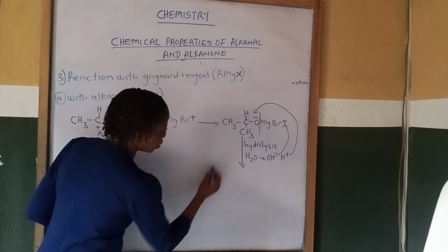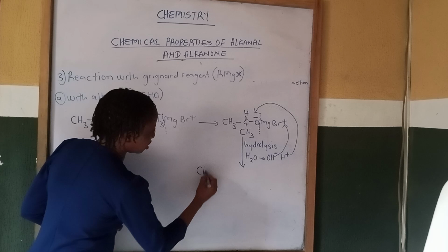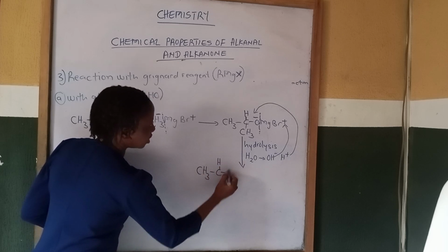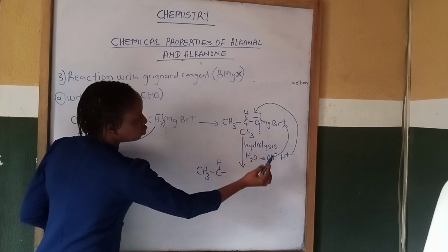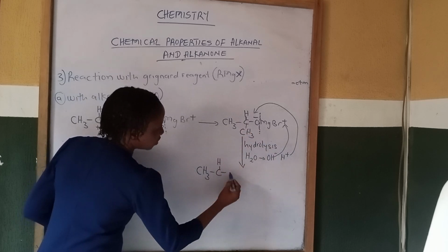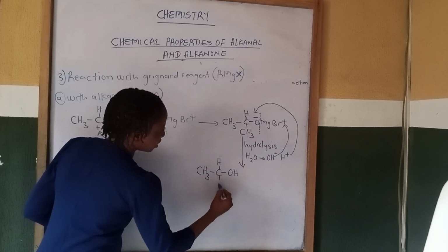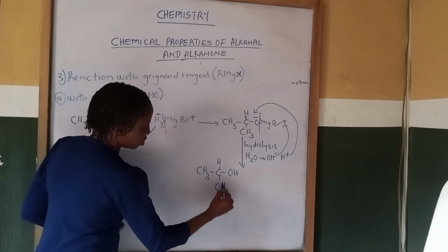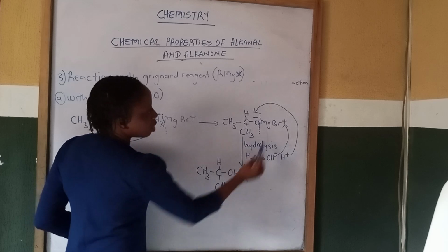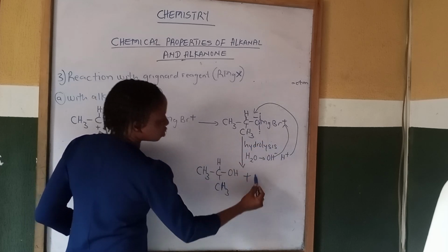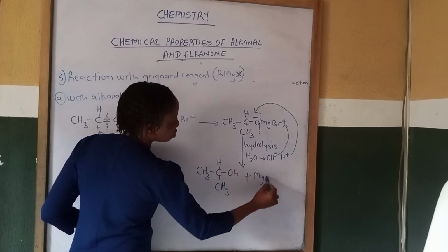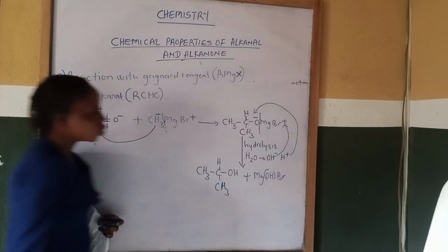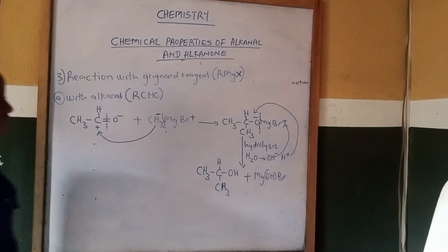So what we have now is CH3, C, hydrogen, then oxygen will combine with hydrogen to give us OH, then CH3 down, the adjacent carbon atom, then plus our positive here will combine with the hydroxy group to give us MgOHBr. So that is our product formed.